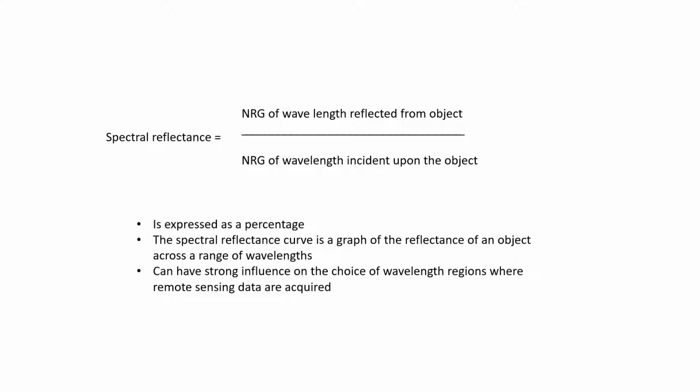Talk about spectral reflectance. It's the energy of the wavelength reflected from the object divided by the energy of the wavelength of incidence upon the object. And it's a percentage, is all it amounts to. Spectral reflectance is a percent. So you look at a certain range of electromagnetic frequency, 100 units hit, 20 units are reflected. It comes out to 20%.